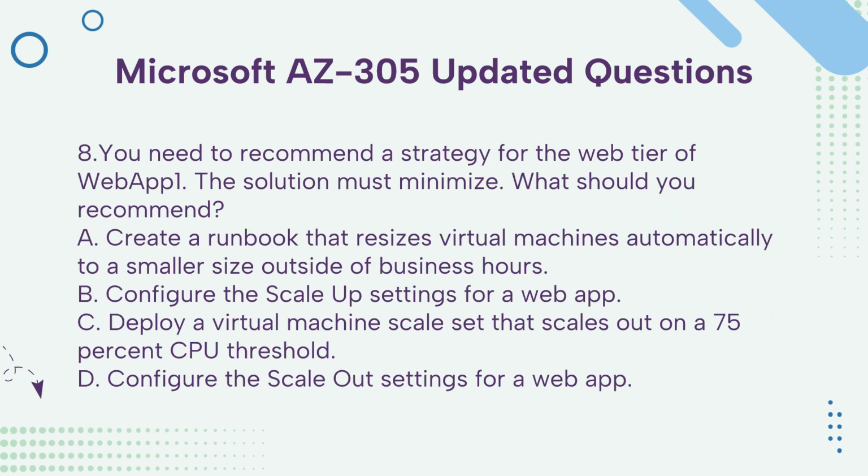8. You need to recommend a strategy for the web tier of Web App 1. The solution must minimize costs. What should you recommend? A. Create a runbook that resizes virtual machines automatically to a smaller size outside of business hours. B. Configure the scale-up settings for a web app. C. Deploy a virtual machine scale set that scales out on a 75% CPU threshold. D. Configure the scale-out settings for a web app.